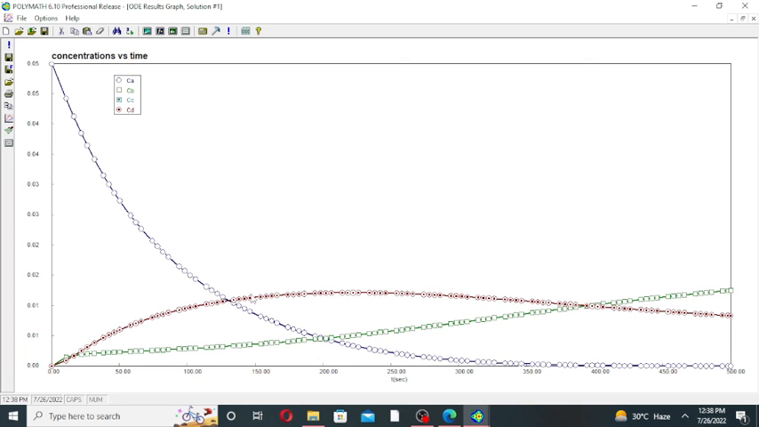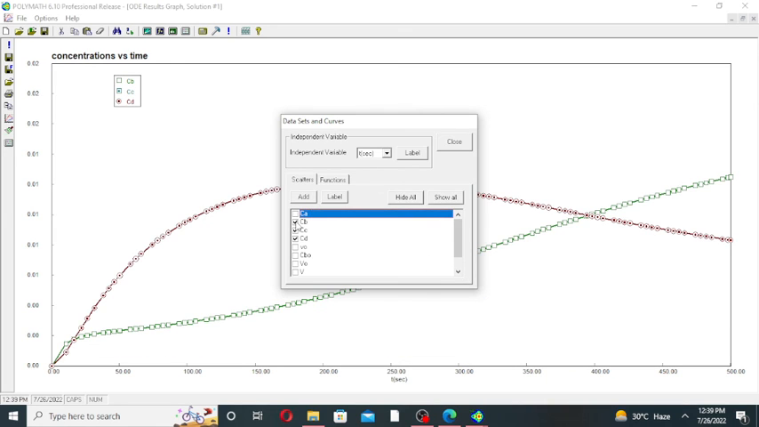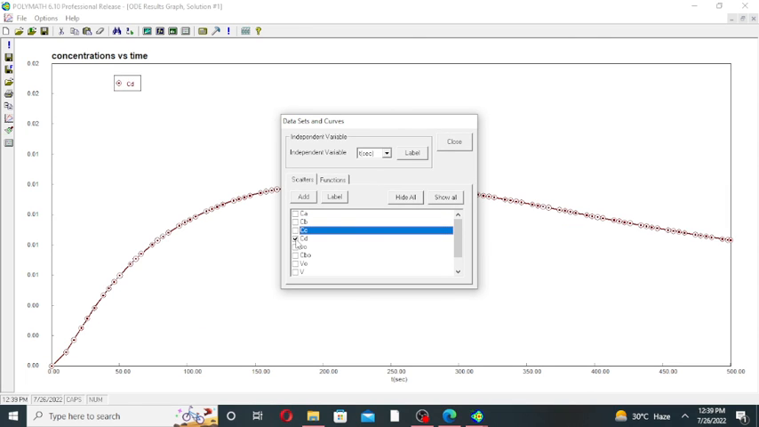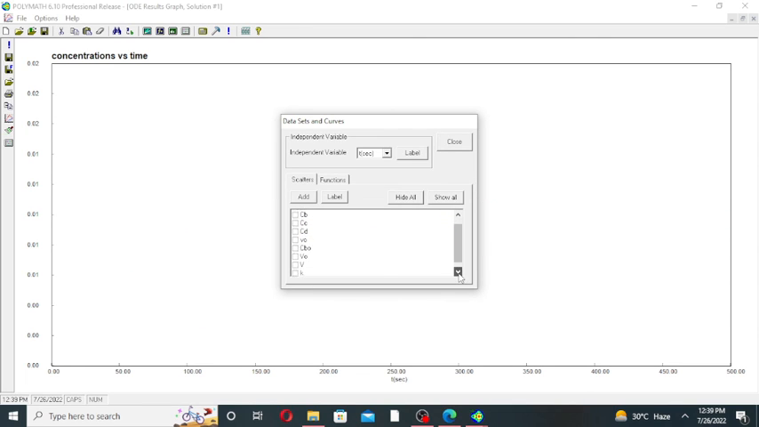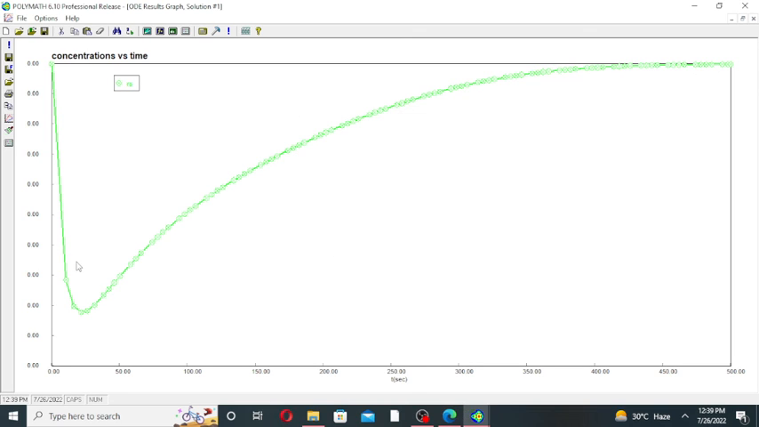So this was the relation between concentration and time in the semi-batch reactor. You can also draw the relation between the rate of component A and the time. So unclick it, come to time, the independent variable is time, and this is the rate. Now close it.